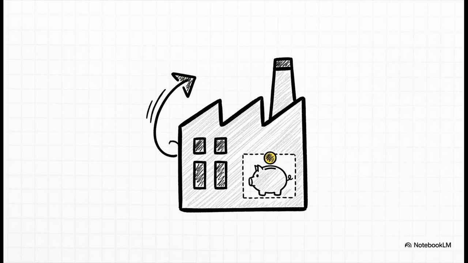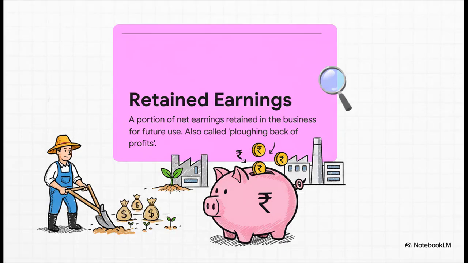It's called retained earnings. This is the simplest concept ever. Imagine the business made a profit of 100 rupees. Instead of giving all 100 rupees to the owners, the company retains, or keeps, maybe 30 rupees, and puts it back into the business to help it grow. That 30 rupees is the retained earnings. The textbook also calls this plowing back of profits. You're just using your own savings to make more money.